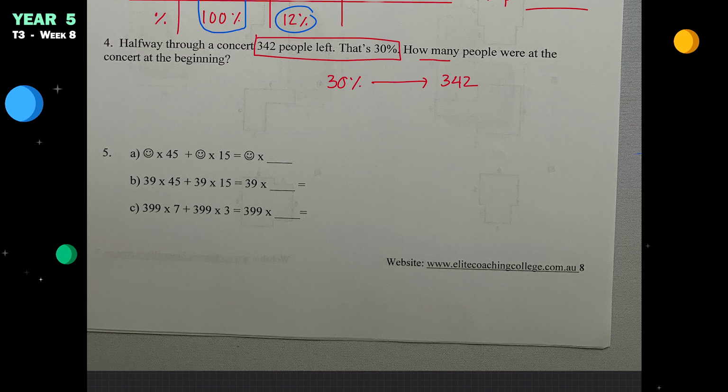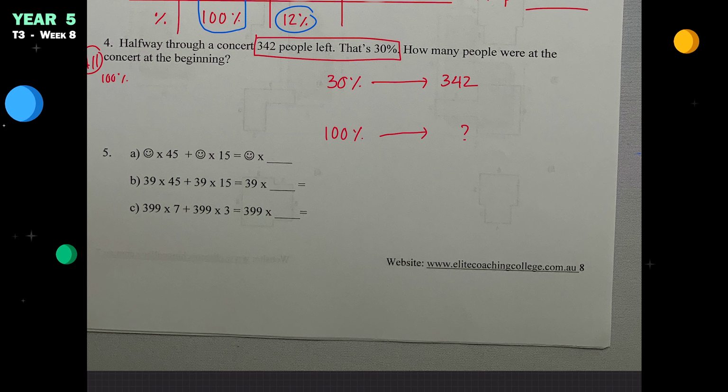And they say how many people were at the concert at the beginning? Well, at the beginning we have all the people there, right? They're looking for how many was all. All is 100%. So therefore they're looking for how much is 100%. If 30% is 342, how much is 100%?